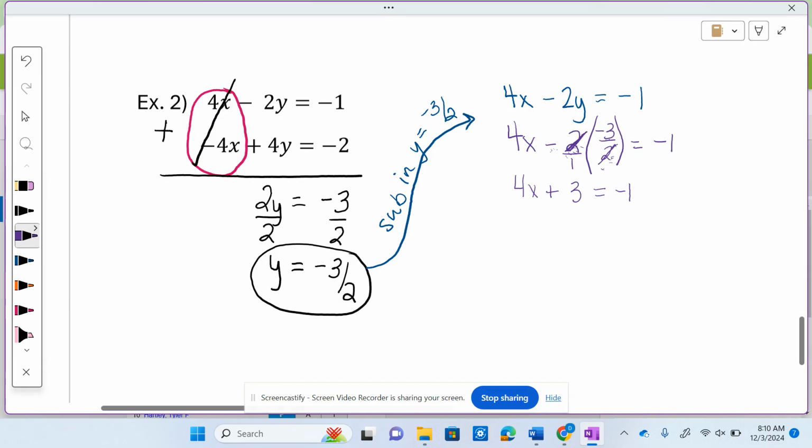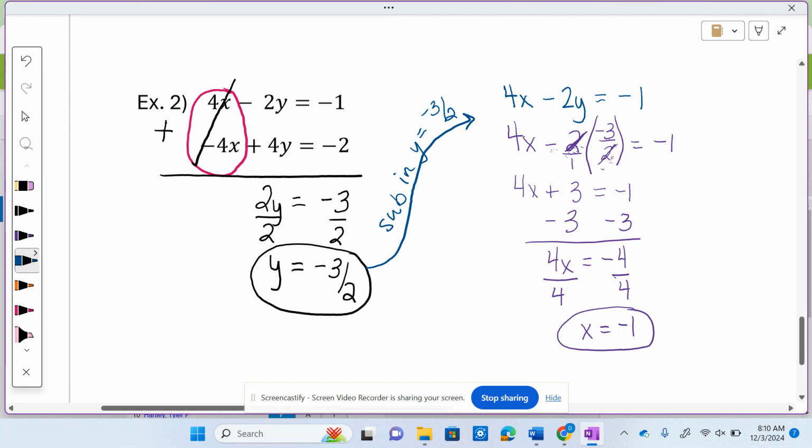What would you like to do next? Yeah, subtract 3 from both sides. So 4x equals negative 4. Last step, Brianna. Divide both sides by 4. Good job. X equals negative 1. Tyler, very last step.